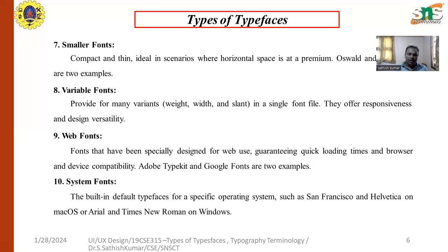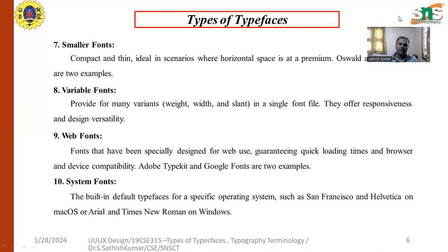Next are condensed fonts. Oswald and Compacta are the best examples. Here we have narrow horizontal space, with a thin and compact look that gives a premium feel.